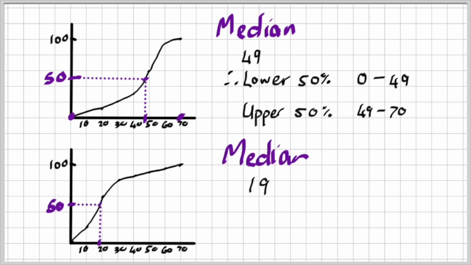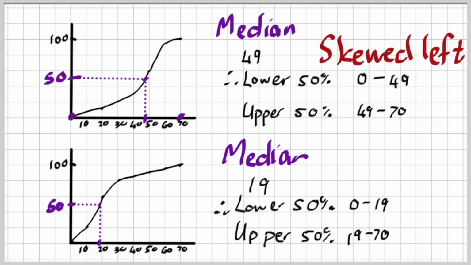But now let's look at the second one. Now in this one, my median, my 50th value, is at 19. So my lower 50% is between 0 and 19, and my upper 50% is between 19 and 70. So my first one is going to be skewed left because the bottom 50% is way more spread out, while the second ogive, the top 50%, is way more spread out. So that is skewed right, or in the positive direction. Ladies and gents, this is really how simple and as easy skewness is. It's about which side is more spread out.